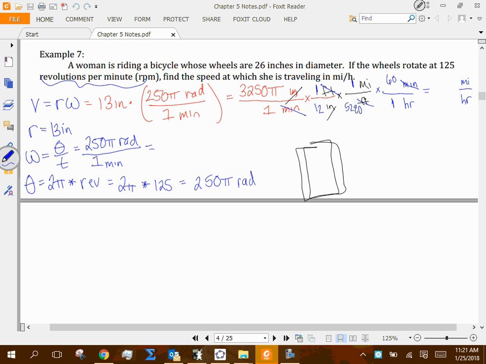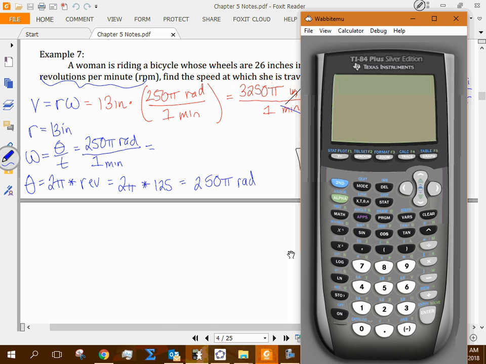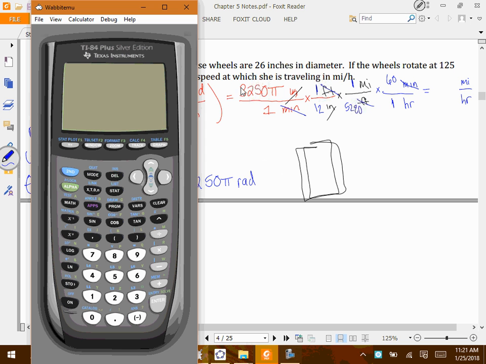But then multiplying all of that, make sure that when you type it on your calculator, because when we multiply fractions, you go straight across the top, right? Get that product. And then divide that by the product straight across the bottom. So make sure that you put things in parentheses. I'll go 3250 pi times 1 times 1 times 60. And then we'll divide that by, across the bottom, 1 times 12 times 5280. So 12 times 5280, make sure that's in parentheses. Hit enter. And I get about 9.67 miles per hour.